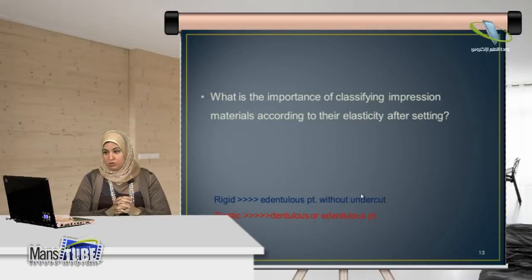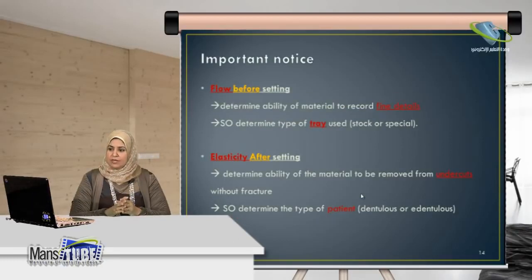Here is an important notice. We have to notice that the flow of the impression material before setting determines the ability of the material to record fine details. As we mentioned, if the material has high flow, it will get inside the fine details and record them very accurately. So it determines the type of tray used. If the material has high flow, it will record fine details. So I need fine details in the secondary impression. In this case, which type of tray will I use? It is the special tray, not the stock tray.